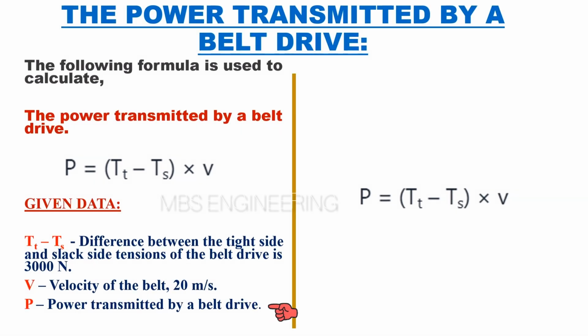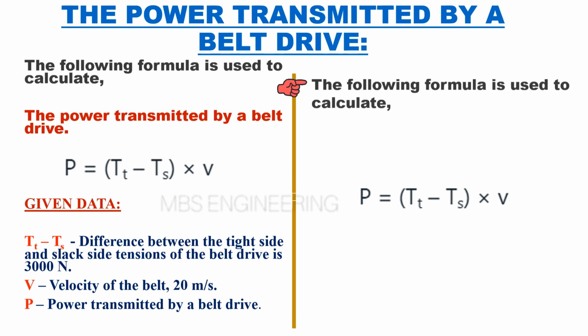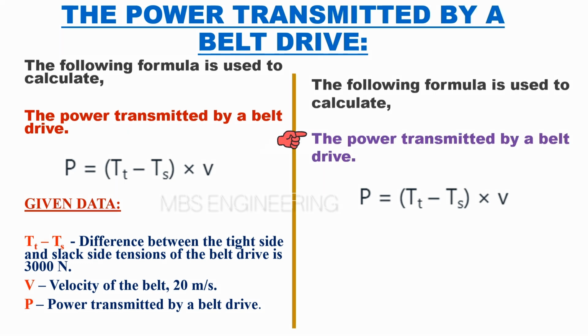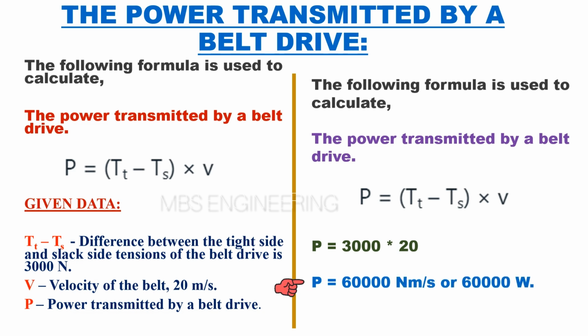The following formula is used to calculate the power transmitted by a belt drive. P is equal to Tt minus Ts, and the obtained value is multiplied by V. Apply the given data, we get the P. P is equal to 3000 multiplied by 20. P is equal to 60,000 Newton meters per second, or 60,000 watts. Therefore, the power transmitted by a belt is 60 kilowatts.